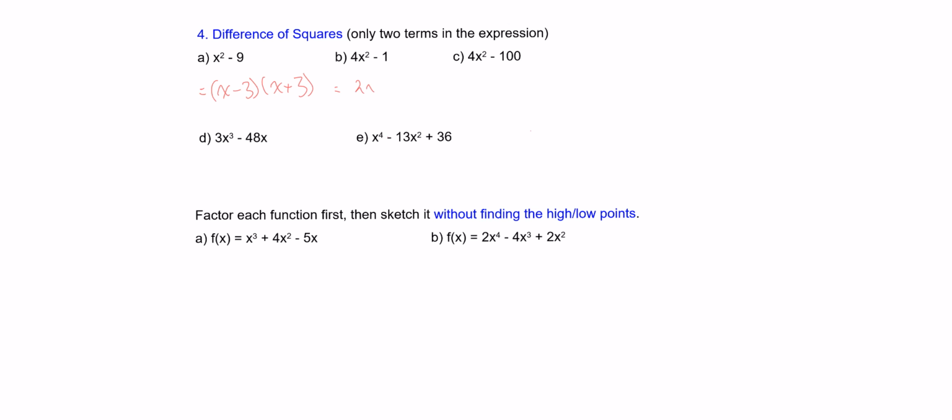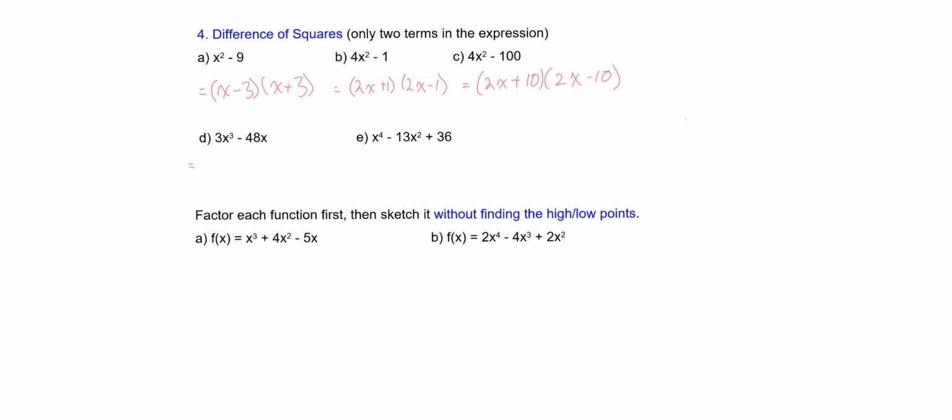The square root of 4x squared is 2x, and we'll go plus 1, and we get 2x minus 1 for this next one. So the two perfect squares are the square root of 4x squared, which is 2x, plus, what's the square root of 100? 10. We get 2x plus 10 and 2x minus 10.